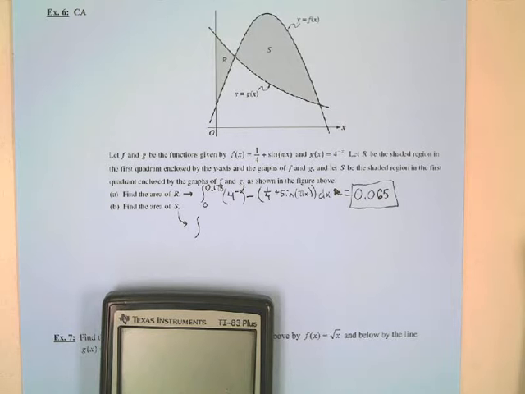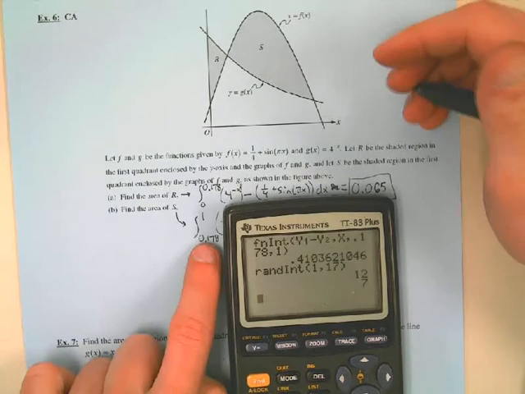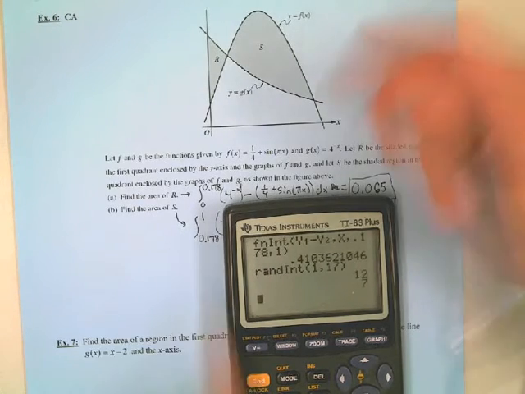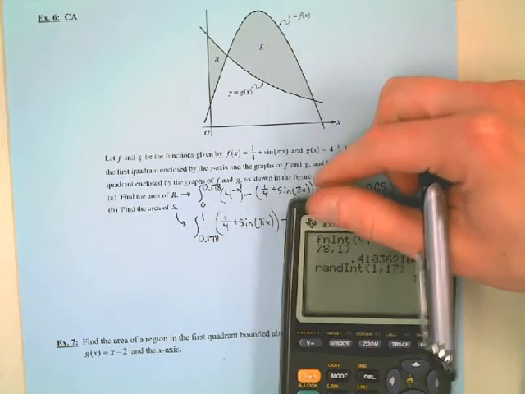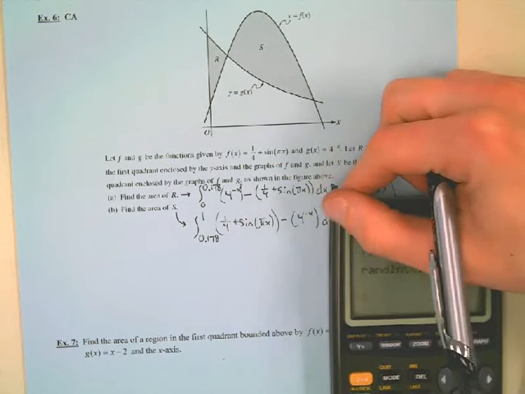Anna, do you have an answer? Final answer, 0.345. Okay, what was your setup for your integral? Your limits of integration, were they 0.178 to 1? Yeah. Okay. And then you had 1/4 sine of pi x minus 4 to the negative x. So you did f minus g.